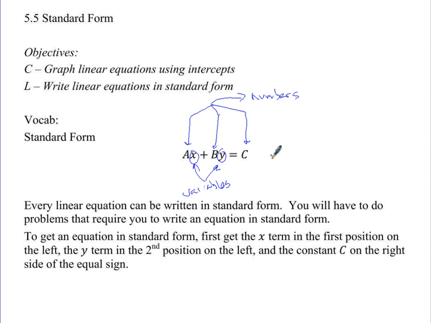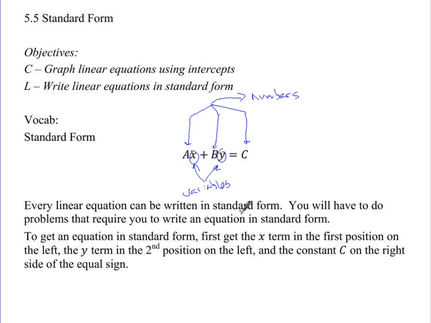That's what standard form looks like. Notice that the X term comes first on the left side. The Y term comes second on the left side. Then we have the equal sign, and then the constant term is all by itself on the right side. Now we could put standard form into slope-intercept form by solving this equation for Y. And we're going to be doing that in this section somewhat. So you need to know how to do that.